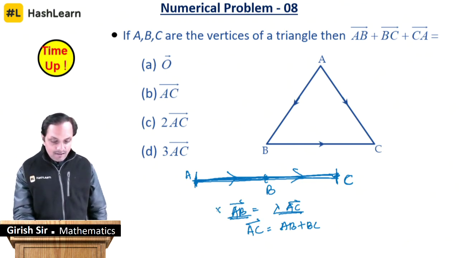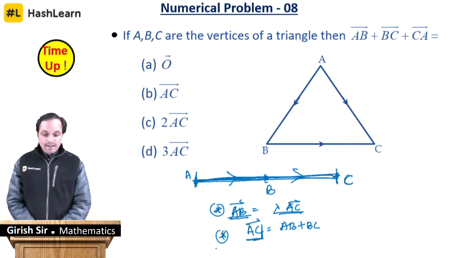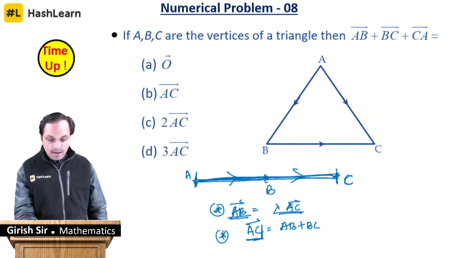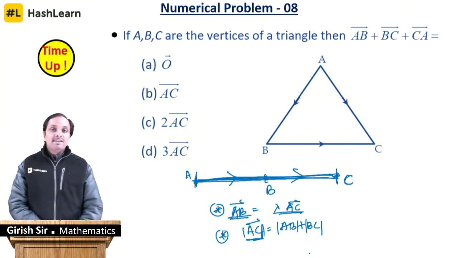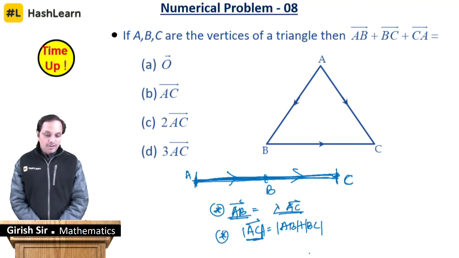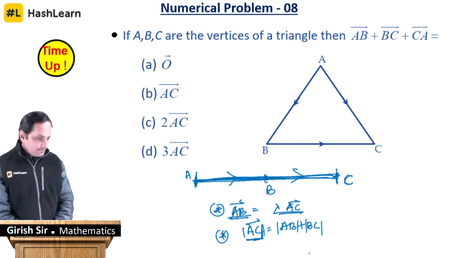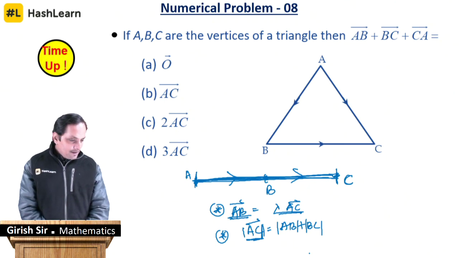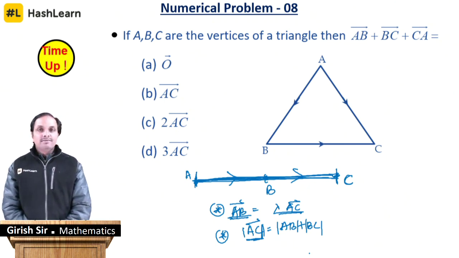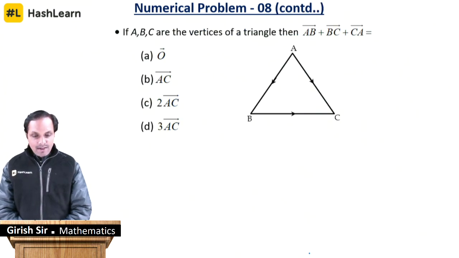ये है तुम्हारा वेक्टर फॉर्म में. और ये है, what is this? You know, AC vector. This is AC length and this is AB plus BC is the length. The length of AC should be equal to AB plus BC. Is that okay? Fine then. चलो, let us come to this one.